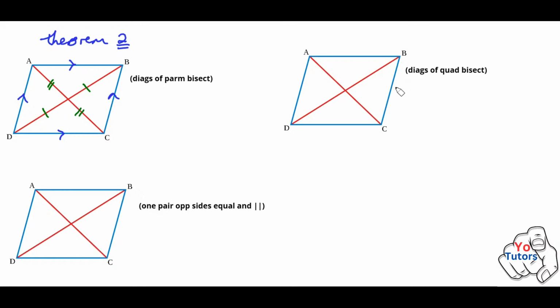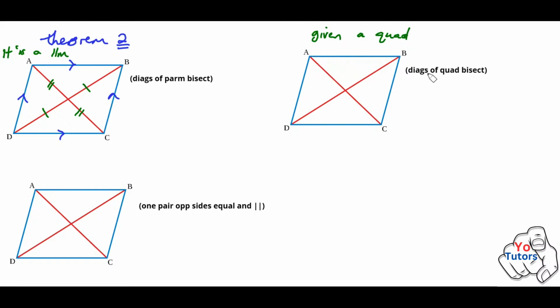Now, what about the converse of that? The converse is now showing that you are given a quadrilateral. Here again, in the theorem, what are you given? You are told that it's a parallelogram. Now here you are given a quadrilateral, and you need to prove that it is a parallelogram.